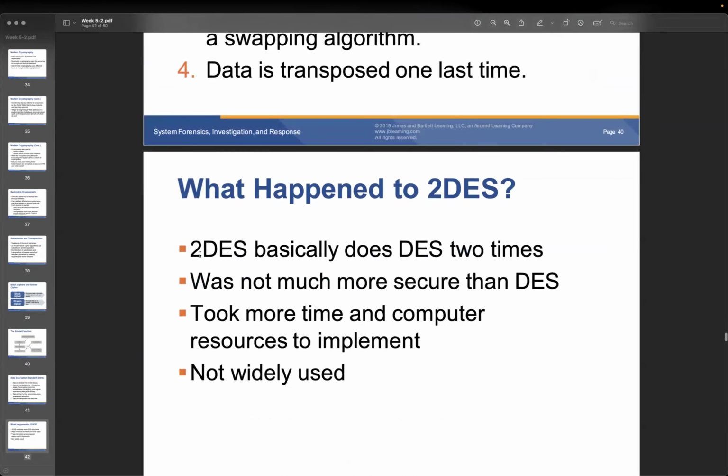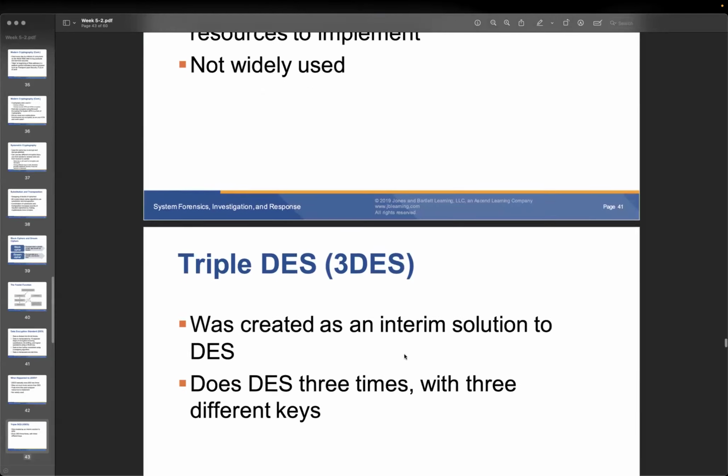So we add one more, duplicating it to two times DES, but it wasn't that much more secure than DES, and it took more time and computing resources to implement. That's why it's not widely used. Here's the reason: even if you do it two times, if you just do reverse engineering and trace back, reversing all the steps, it doesn't mean anything. Even if I make it two times or three times, it means nothing, it just takes more time to implement.